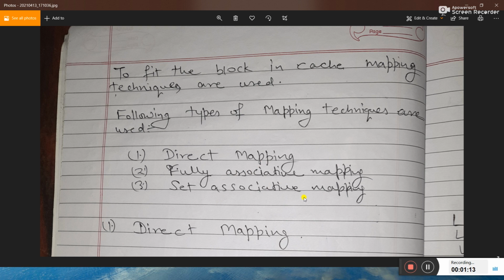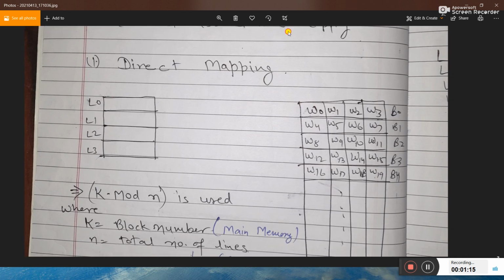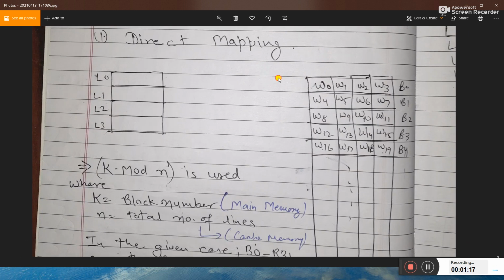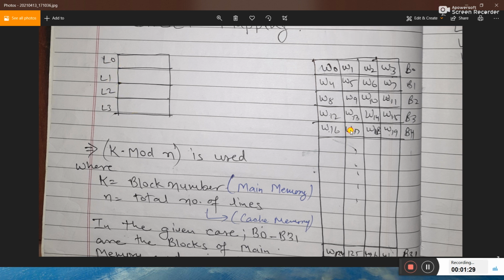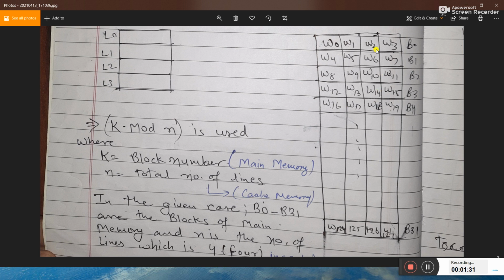So now let's discuss direct mapping. What is direct mapping? Suppose we have a cache of 4 lines: L0, L1, L2 and L3. Another thing, we have the main memory. This is my cache, and this is my main memory.